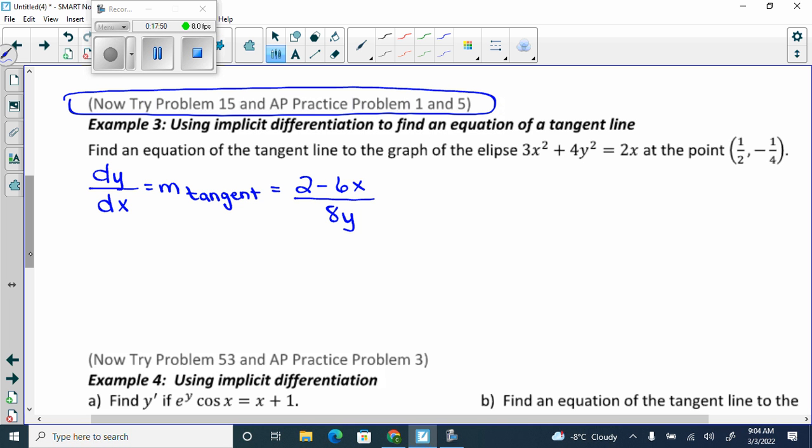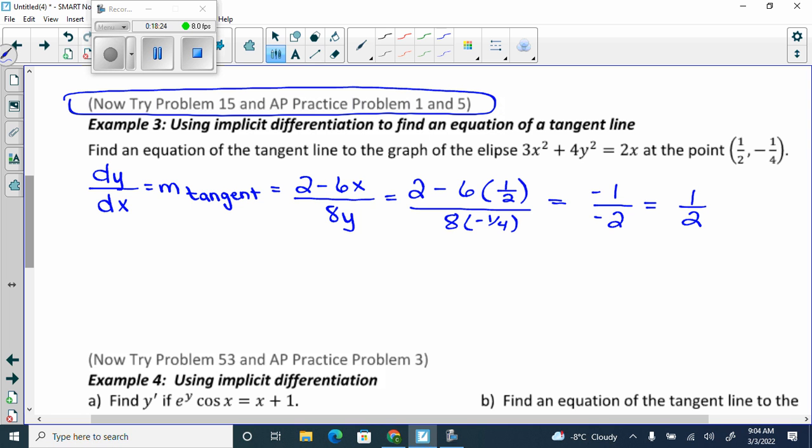So let's carry on. They're ugly fractions, but you're fine. The fractions work nicely with these numbers. Minus 6 times 1/2 over 8 times negative a quarter. So we're going to get 2 minus 3, which is negative 1, over 8 times negative a quarter, which is negative 2.